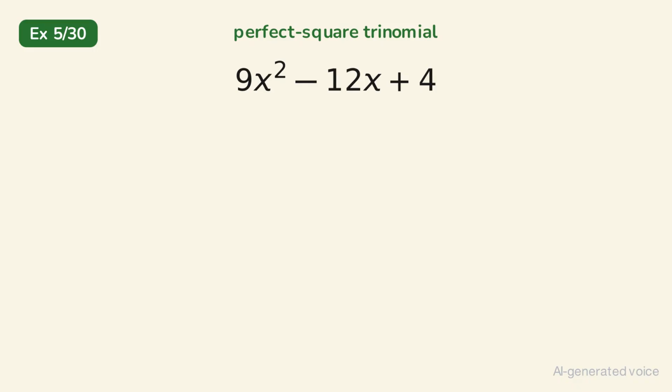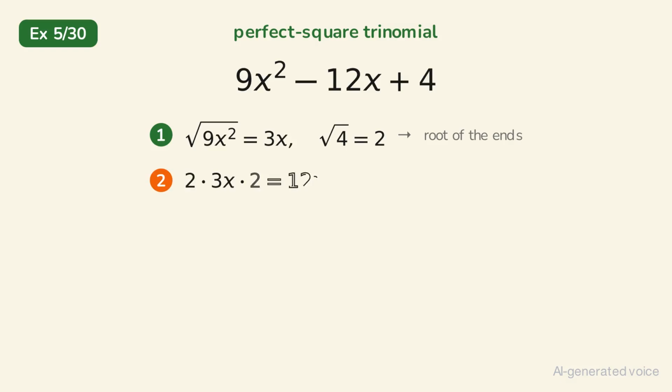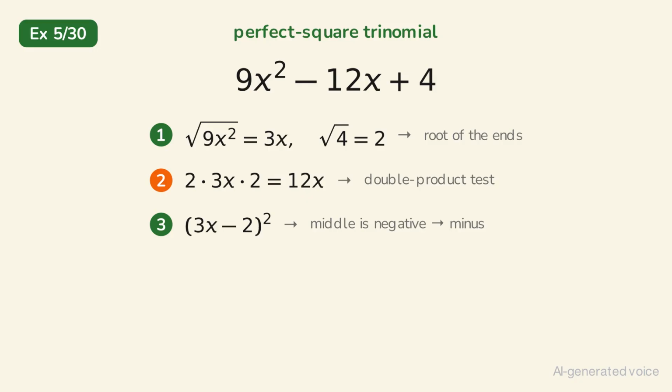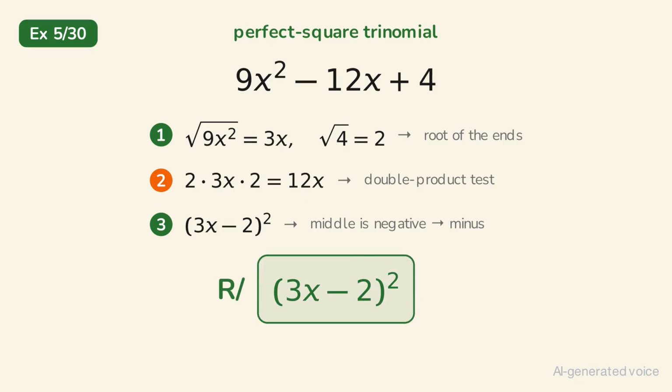Let's factor 9x² minus 12x plus 4. 3 terms, and the 2 ends are perfect squares, 9x² and 4. That smells like a binomial squared. We take the root of the ends. Root of 9x² is 3x, and root of 4 is 2. But before trusting it, the golden test, 2 times 3x times 2 must give the middle term. And it gives 12x. It matches. Since the middle term is negative, inside goes a minus. So it's (3x minus 2) all squared. Check. (3x minus 2) squared. The first squared, 9x², the double product, minus 12x, and the second squared, 4.